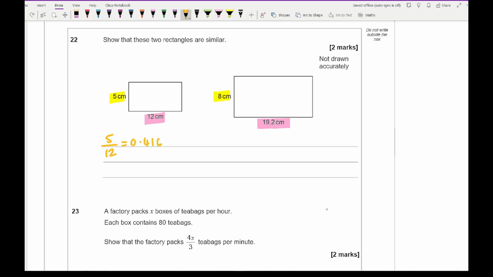0.416 recurring. And if I then do 12, actually, sorry, that should be 8. Let me just go back and change that. So here we've got 5 divided by 8. We get 0.625. That seems a bit better. And then if we do 12 divided by 19.2, I get the exact same answer. So as you can see, these two numbers are the same, so therefore they are similar.